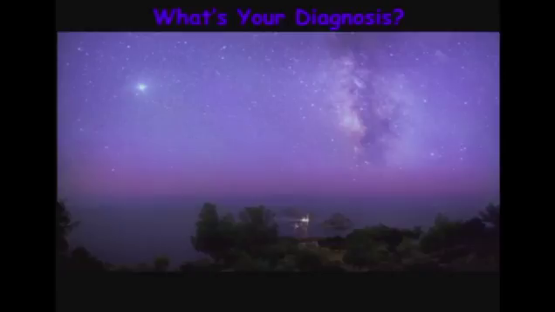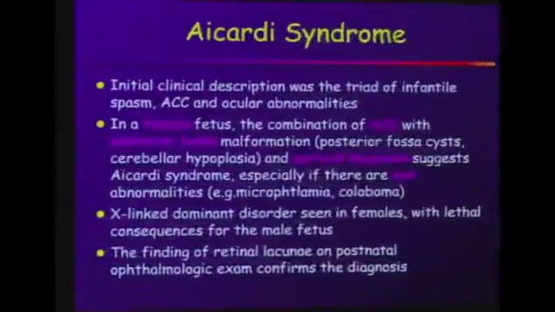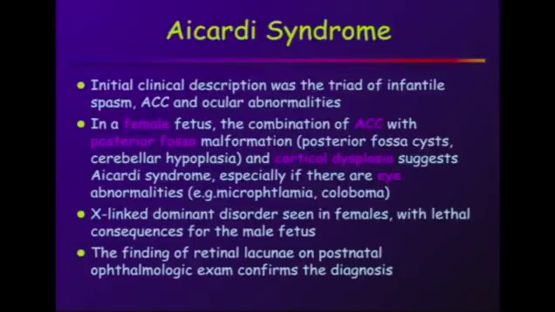So what's your diagnosis here? This is for the syndromists or the genetics counselors in the audience. But this is Aicardi syndrome, whose initial description was infantile spasms, agenesis, and ocular abnormalities. But in a female fetus, if you see agenesis with a posterior fossa malformation, cortical dysplasia, and eye abnormalities, this was a coloboma. Think of Aicardi.